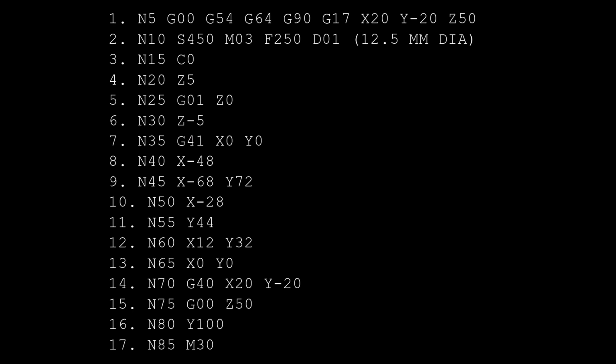Bonus, did you know? Cutter compensation resolves issues for programmers that could take hundreds of hours because of complex contouring.